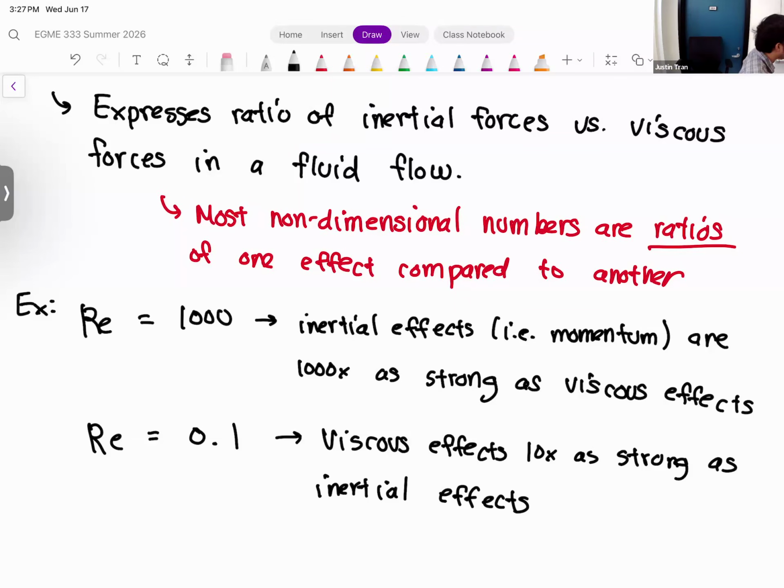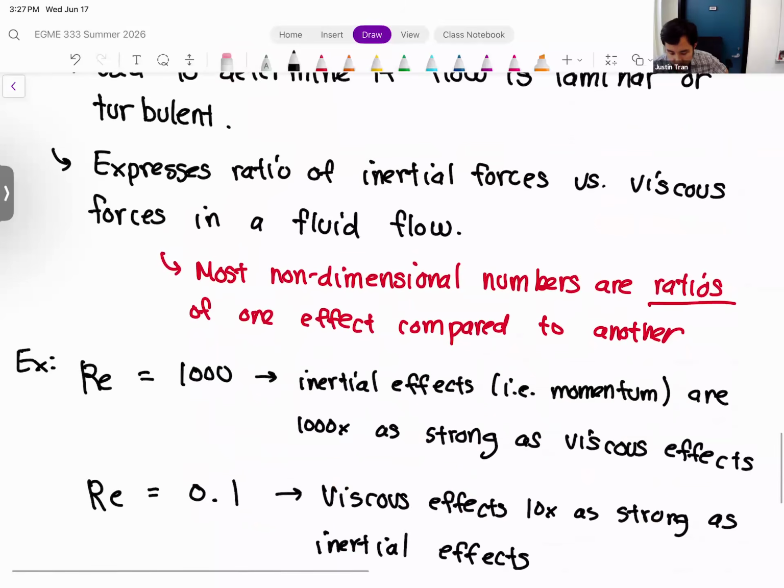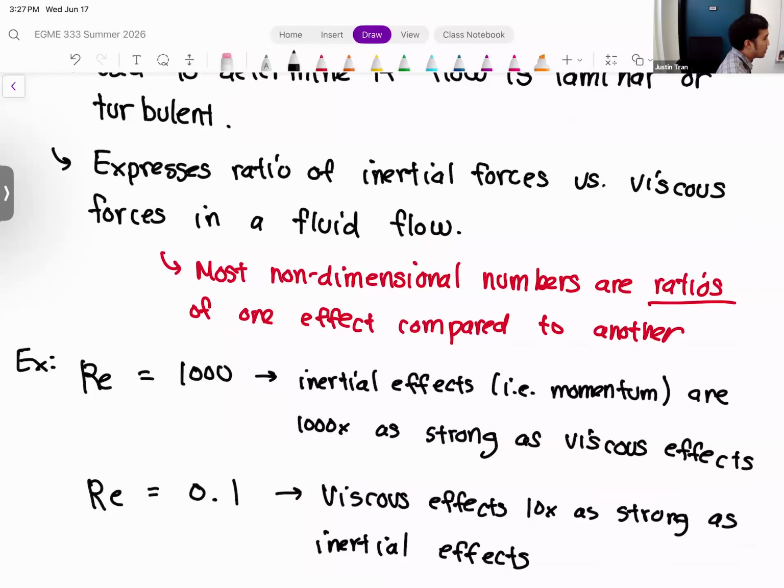In this class, we're mostly going to look at inertia-dominated flows, just because first of all, they're a lot more common, and also, they're a little bit easier to analyze. But just know that the other extreme happens as well. Okay, so Reynolds number, the ratio of inertial effects to viscous effects, is probably the most common, probably the most famous non-dimensional number you'll see in fluids. Any questions on the Reynolds number?